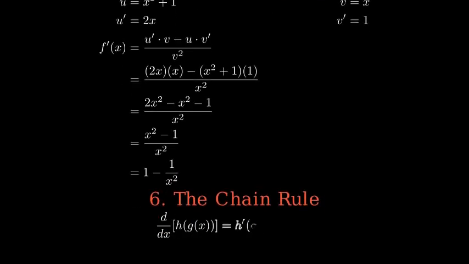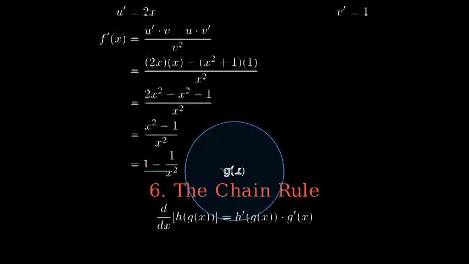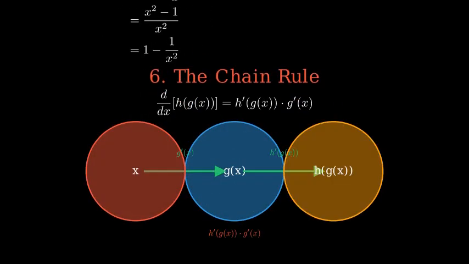The chain rule states that if f of x equals h of g of x, which is a function of a function, then the derivative equals the derivative of the outer function h evaluated at g of x multiplied by the derivative of the inner function g of x. Intuitively, if we have a function inside another function, we need to account for how both functions change. The rate of change of the composite function is the product of the rate of change of the outer function with respect to the inner function and the rate of change of the inner function with respect to x.